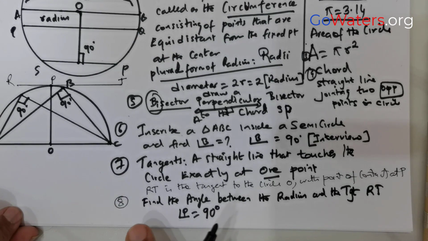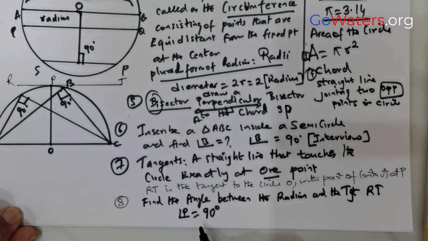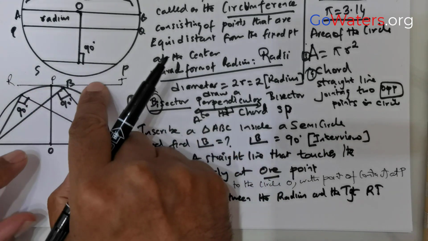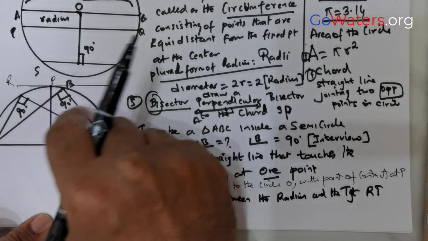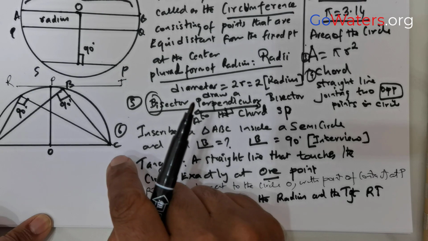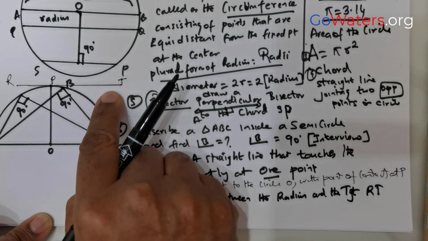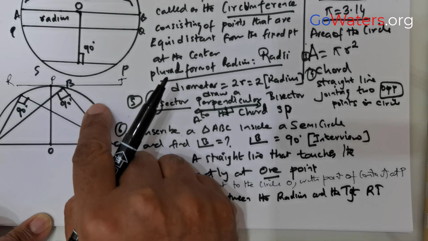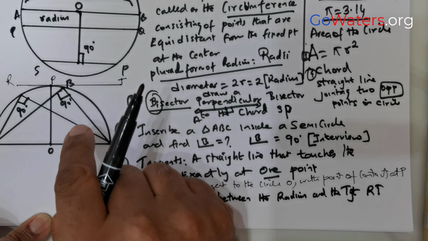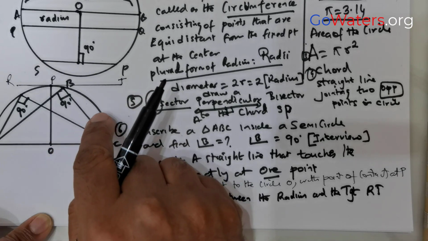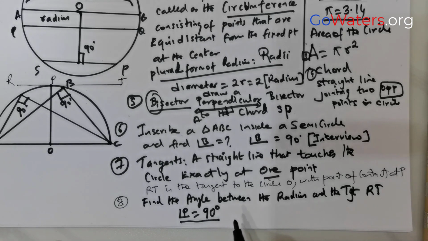Remember, the radius and the tangent to the circle will always meet at 90 degrees, no matter whether they are drawn like this or in any position or direction on the circle. Whenever you draw a tangent, as I already mentioned, a tangent is a straight line that touches a point on the circle, and if you draw a radius to that particular point, the angle between the radius and the tangent will always be 90 degrees. This is a very important concept. Now, why is this a very important concept?